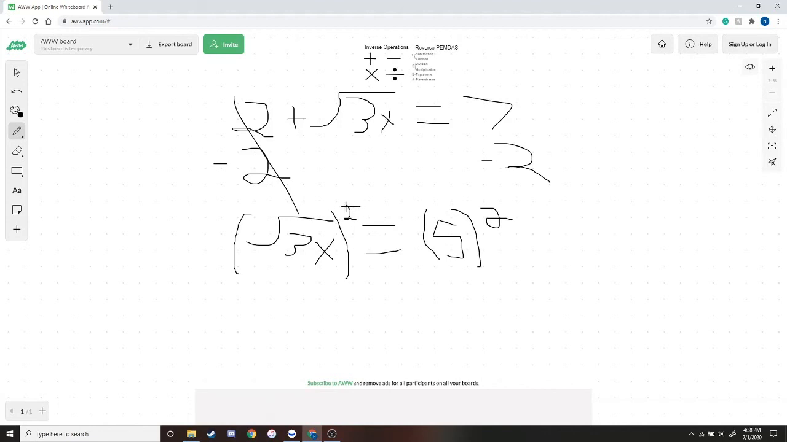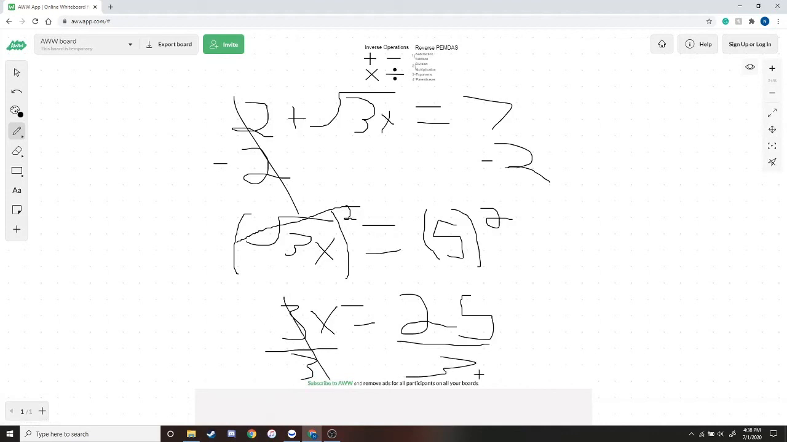Now, this raised to the power of 2 and the square root cancels out. So we're left with 3x is equal to 5 squared, so 5 times 5 is 25. Now you just go back to the basics, and we divide 3 on both sides to get rid of this 3 being multiplied with the x. So 3 cancels out, and we're left with x is equal to 25 over 3, which is your answer.